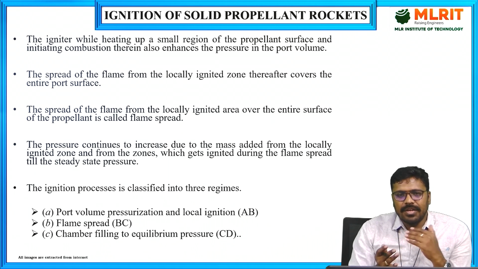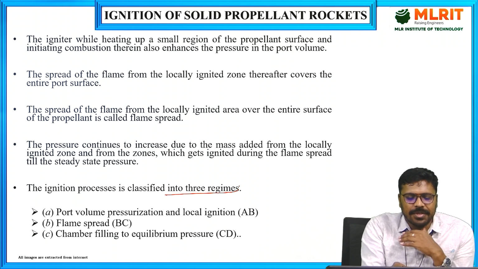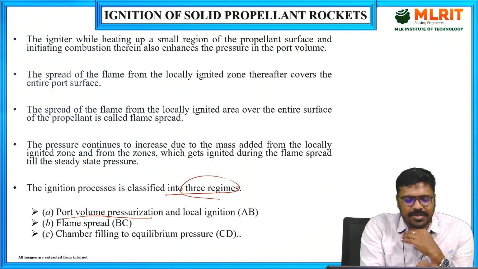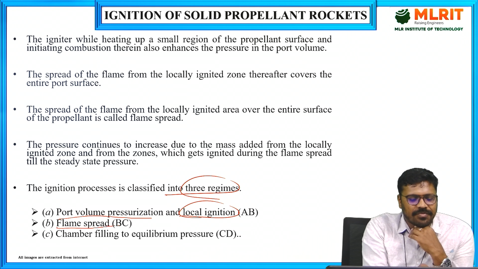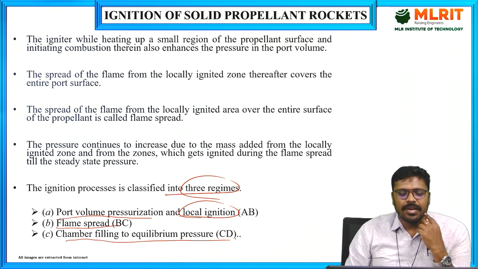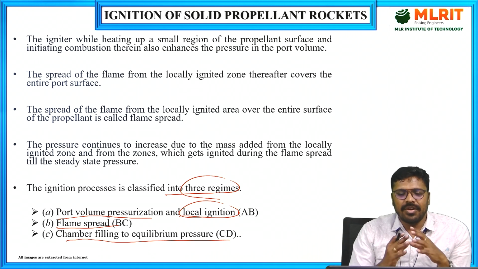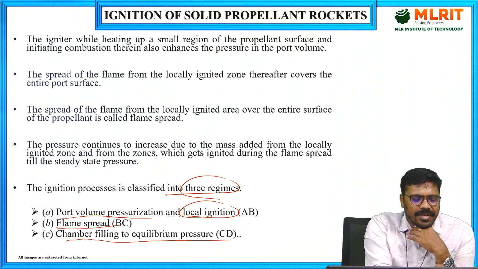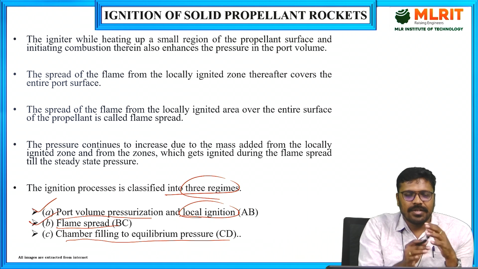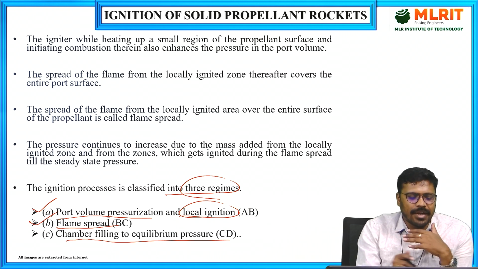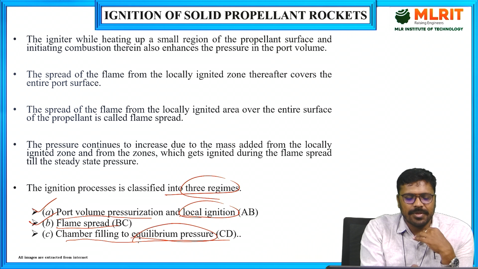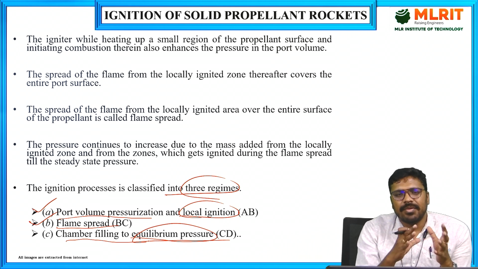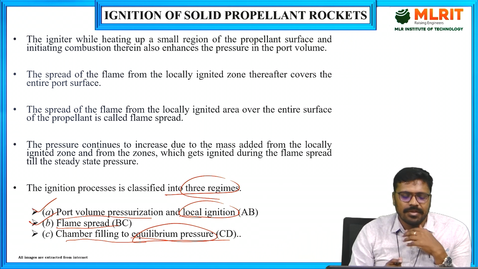If you classify this process of ignition, it is classified into three regions. One is port volume pressurization or local ignition, next is flame spread, and then chamber filling to attain the equilibrium pressure. The steps involved in the ignition process: port volume pressurization is the first step, flame will spread to the total propellant grain, and then chamber filling to equilibrium pressure. The total combustion chamber will reach a steady state pressure. That is the third step of the ignition process.